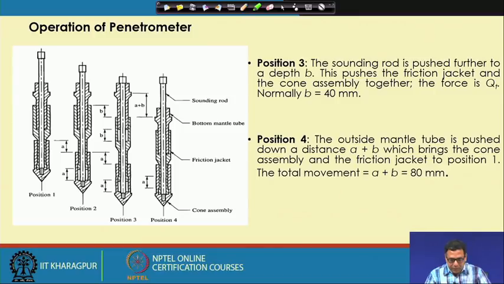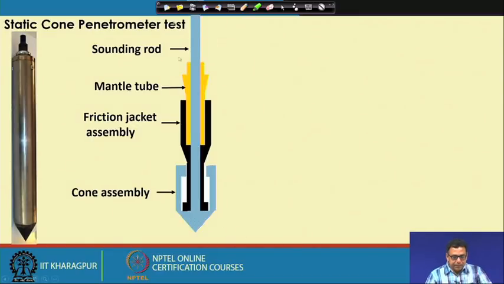First, as I mentioned, there are 4 components: the sounding rod, the mental tube, the friction jacket assembly and the cone assembly. This is the sounding rod, the yellow one is the mental tube, this black one is the friction jacket assembly, and this one is the cone assembly. So, this is the overall picture of the cone.